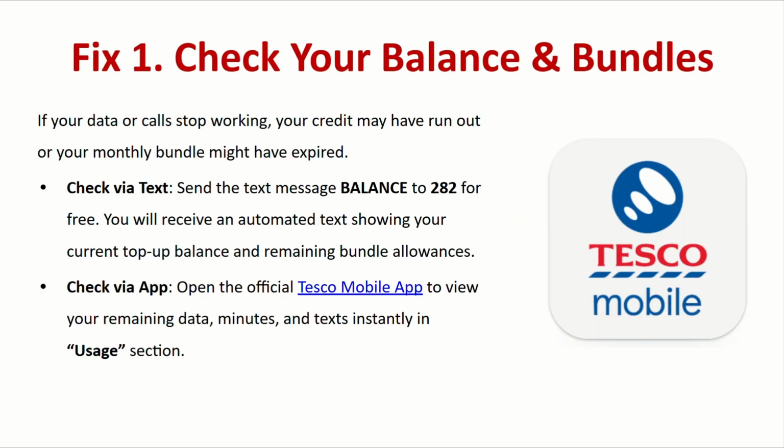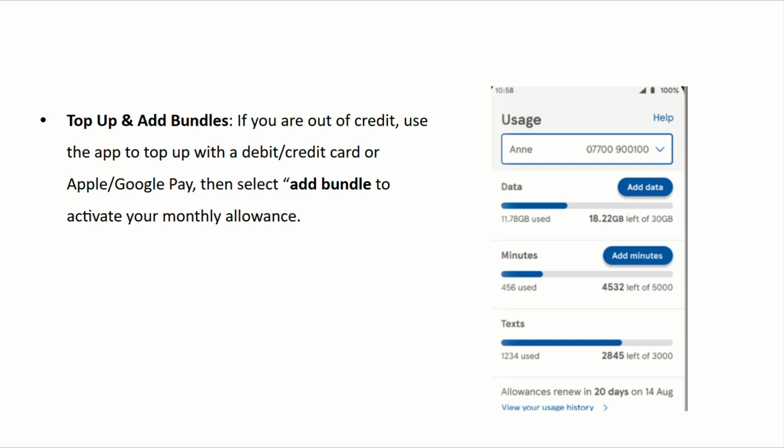Fix 1. Check your balance and bundles. Check via text. Send the text message balance to 282 for free. You will receive an automated text showing your current top-up balance and remaining bundle allowances. Check via the app. Open the official Tesco Mobile app to view your remaining data, minutes, and text instantly in the usage section. Top up and add bundles. If you are out of credit, use the app to top up with a debit/credit card or Apple/Google Pay. Then select add bundle to activate your monthly allowance.